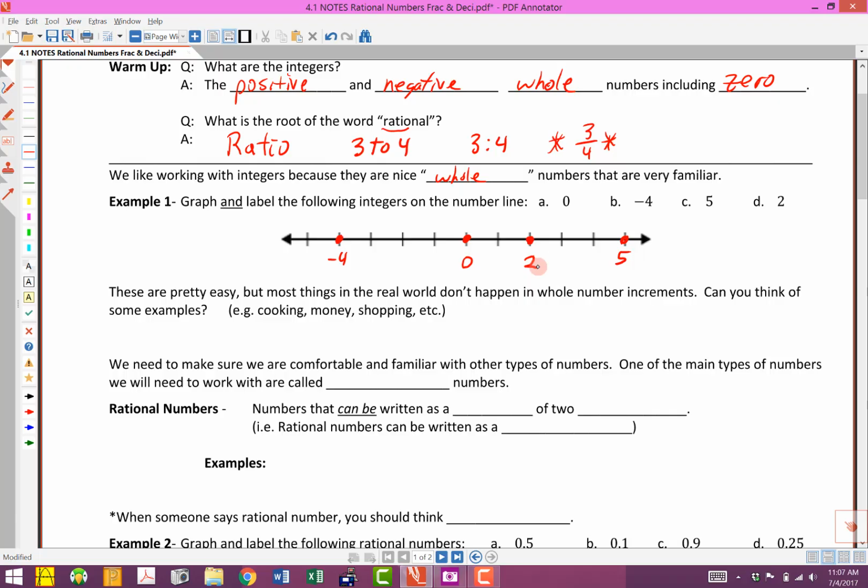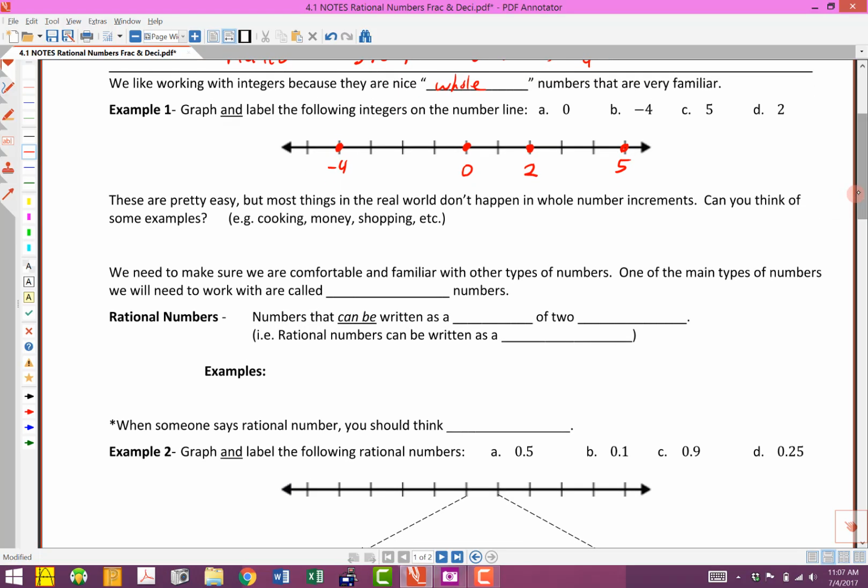And those are pretty easy to work with, but unfortunately most things in the real world don't happen in whole number increments. And you might be able to think of some examples, things in cooking or money or shopping or different things like that. So you may be doing a recipe that calls for a half a cup of flour. There's a fraction right there, a comparison of two numbers right there.